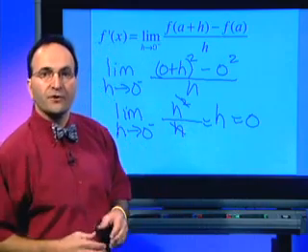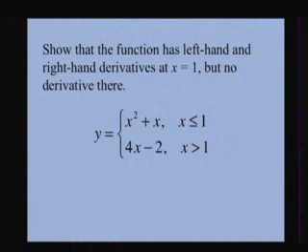Well, now it's time for you to try a problem. Show that the function has a left-hand and right-hand derivative at x equals 1, but no derivative there. And the function is y equals x squared plus x, where x is less than or equal to 1, and it's equal to 4x minus 2, where x is greater than 1. Pause the video while you work on this problem, and when you are finished, restart the video to check your solution.